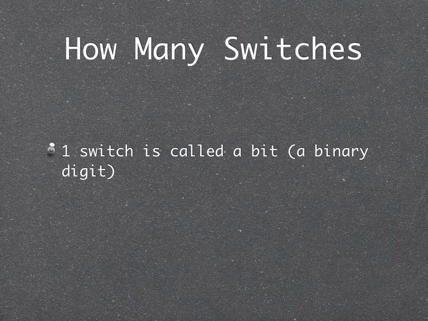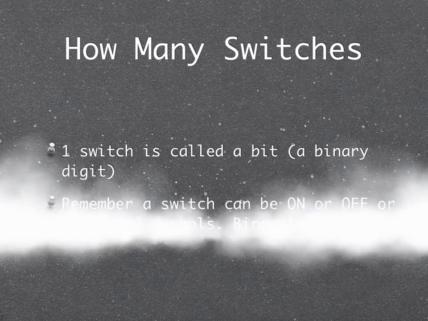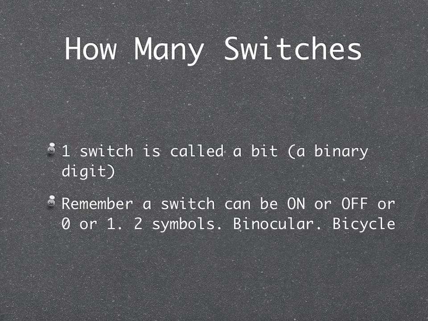Remember that computers are made up of switches, and one switch, because computer people like silly names, is called a bit. One switch is called a bit. This stands for binary digit. Remember, a switch can be on or off, or 0 or 1. That's two symbols like binocular, bicycle. Binary is two digits. Binary, two numbers. 0 and 1, a binary digit. A bit is one switch.